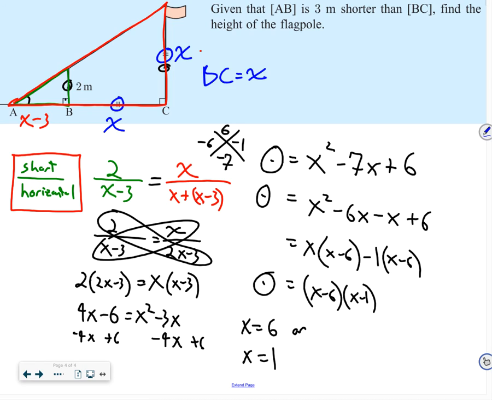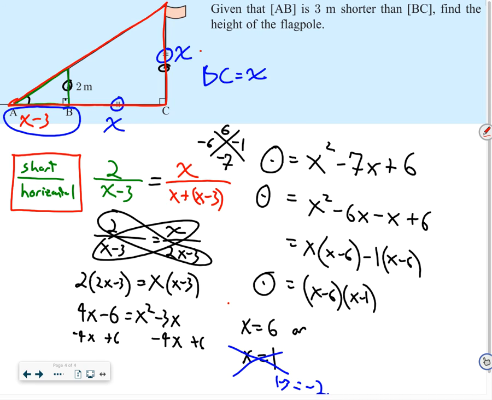Okay? But I got to remember, over here I said side AB would be x minus 3. Well, if you let x equal 1, you'd have 1 minus 3, and you get a side that's negative 2. We can't have a negative 2 as a side, so that solution does not work. So x equals 6 is our height of the flagpole. So remembering units, so 6 meters is the height of the flagpole.